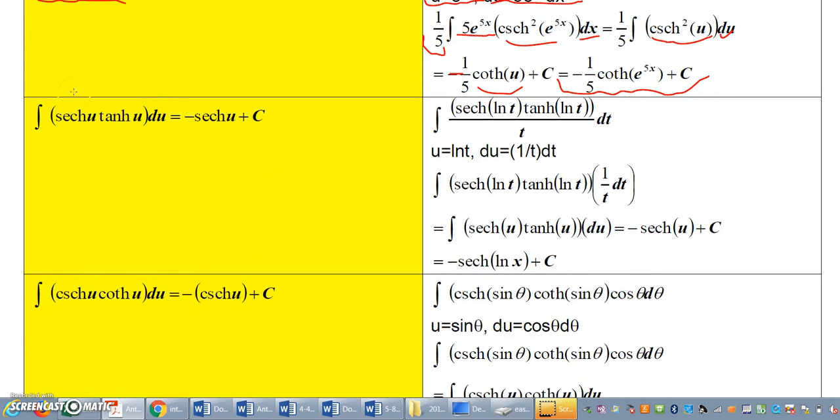And the next formula is if you integrate the hyperbolic secant of u times hyperbolic tangent of u, it integrates to minus hyperbolic secant of u plus a constant.